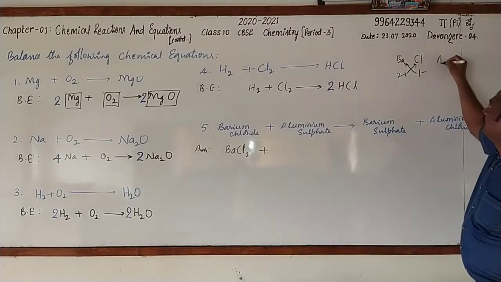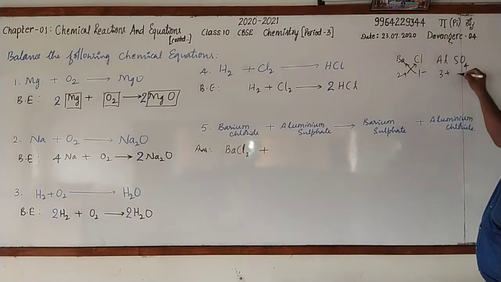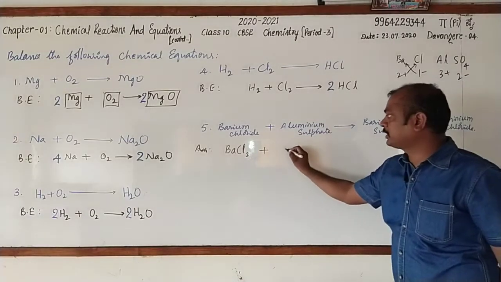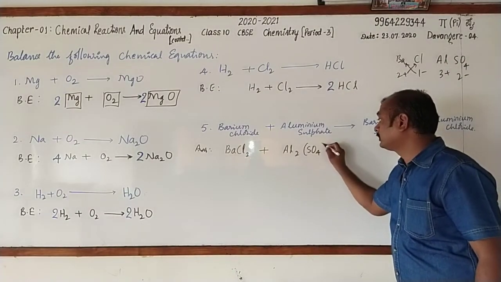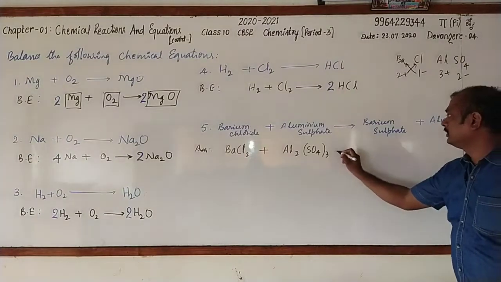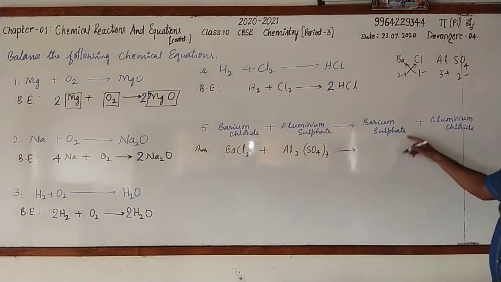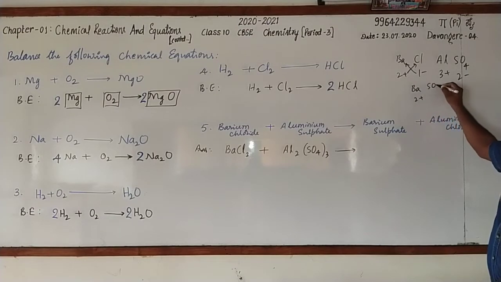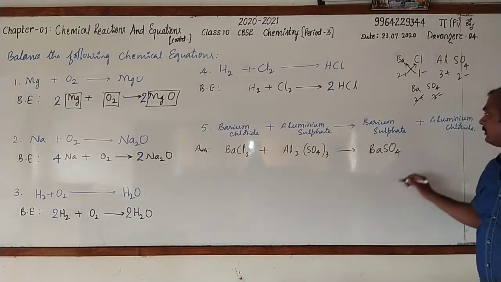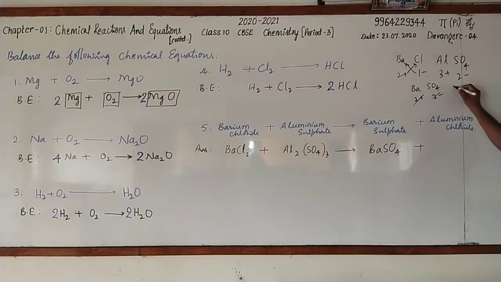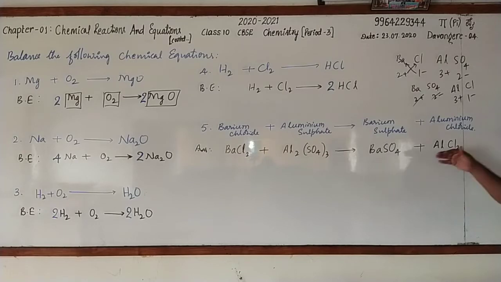Yes. Al 3 plus, SO4 2 minus. You can write the chemical formula as Al2(SO4)3. Clear? Next, this gives rise to barium sulfate: Ba 2 plus, SO4 2 minus. It is BaSO4, plus aluminium chloride: Al 3 plus, Cl 1 minus, crossing over charges. It is AlCl3. Clear? How do you go for balancing?